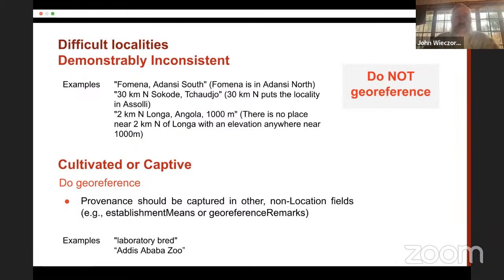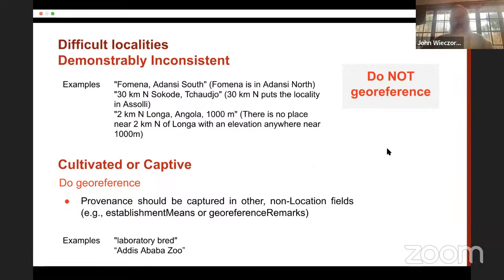And so here's an inconsistency where an interpretation with assumptions might be a bad thing, because the Chaojo could be correct and the 30 kilometers is wrong, or the 30 kilometers could be correct and the Chaojo is wrong. And we don't really have a good means to decide which is wrong. In that case, we say, listen, here's the problem in georeference remarks, and that's why we don't georeference it. So I'll leave that one.